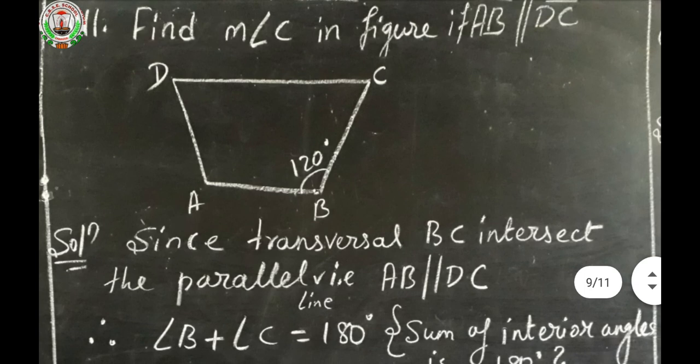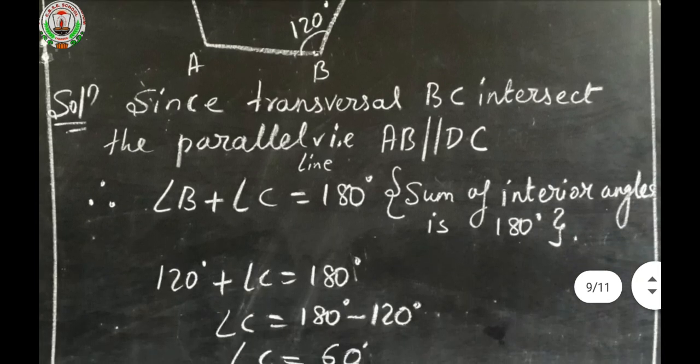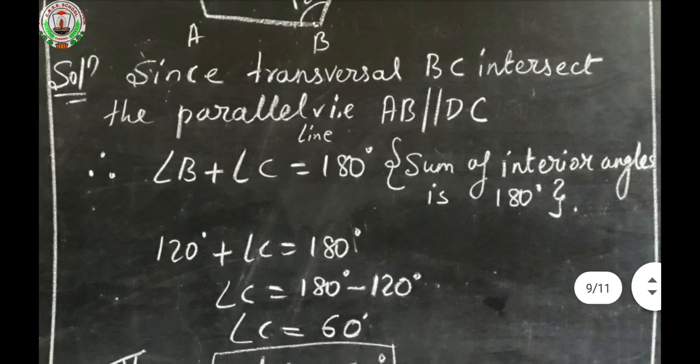That means BC is the transversal of which two? That is AB and DC, isn't it? AB is parallel to DC and BC is the transversal. Therefore angle B plus angle C is equal to 180 degrees, because the sum of interior angles is 180 degrees, isn't it? So angle B, that is 120 degrees, plus angle C is equal to 180 degrees.